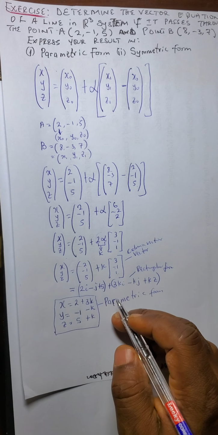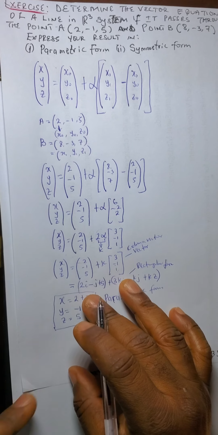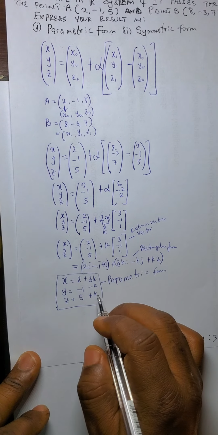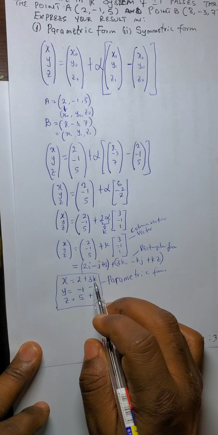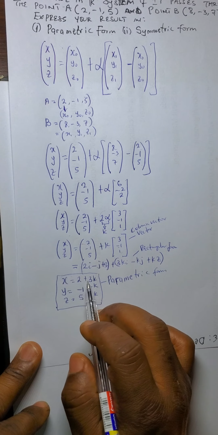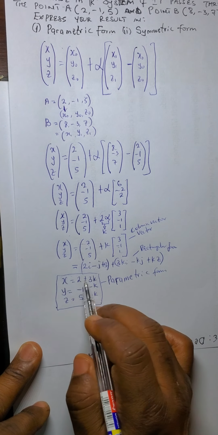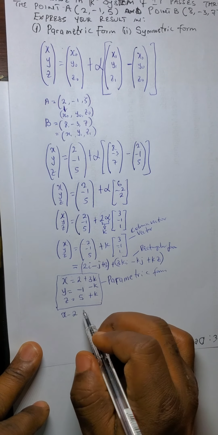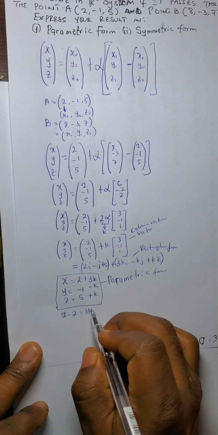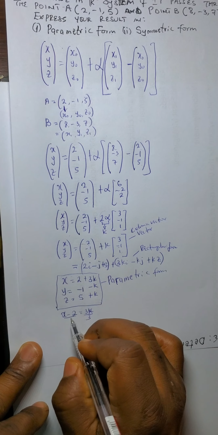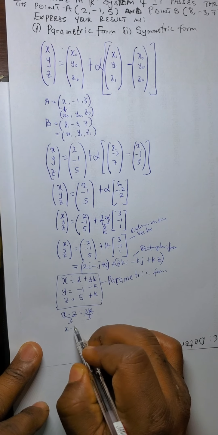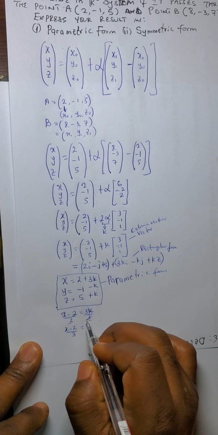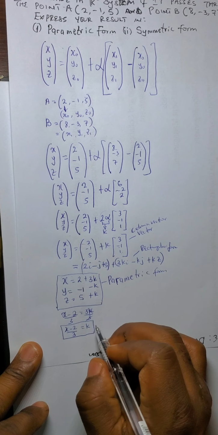Now, to express what I have here in symmetric form is to make k, this particular scalar, the subject of the formula in each of the cases. So for equation 1, I will take every other thing here, leaving k behind. Taking 2 to the other side will be minus, so it's going to be x minus 2. Then I'm left with 3k. Then to leave k alone, divide by 3, so I'm left with x minus 2 divided by 3. This 3 cancels this 3, so I have k there. This is the first symmetric.